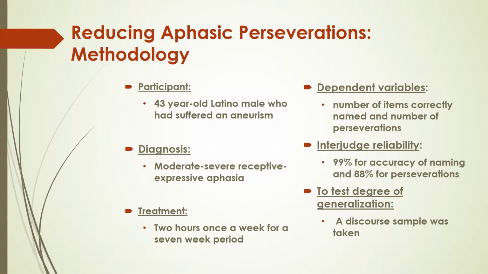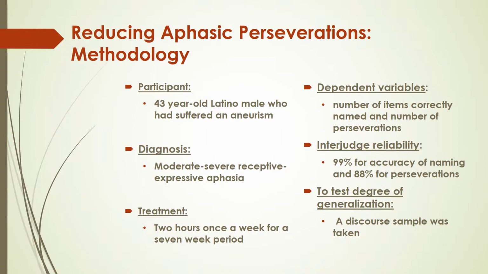The participant was a 43-year-old Latino male who had suffered an aneurysm in his left posterior communicating artery 8 months prior to treatment. His diagnosis was moderate to severe receptive expressive aphasia. The treatment consisted of a single 2-hour session once a week for a 7-week period. The dependent variables consisted of number of items correctly named and number of perseverations.